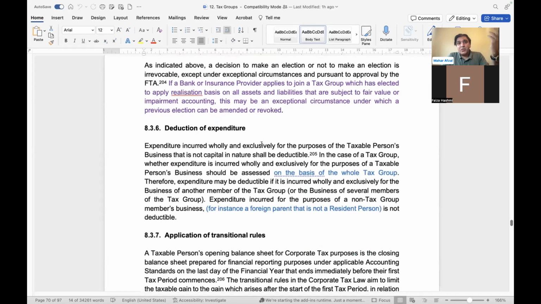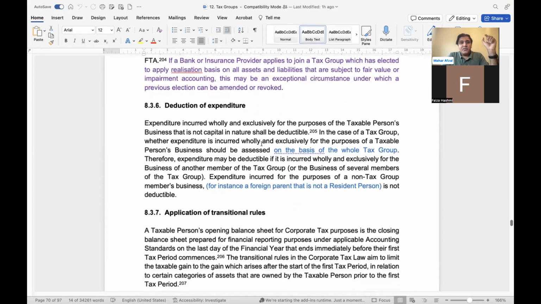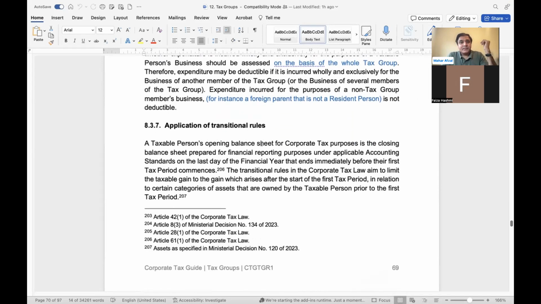Deduction of expenditures is decided on an overall group level. Which expenditures are allowed, which are not allowed, the group will decide at the overall group level. 50% of entertainment expenditure we cannot claim, the remaining we can claim. The basic condition is that all expenses must be related to the business. If all expenses are related to the business, we can claim, otherwise we cannot claim. This decision will be taken on an overall group level.